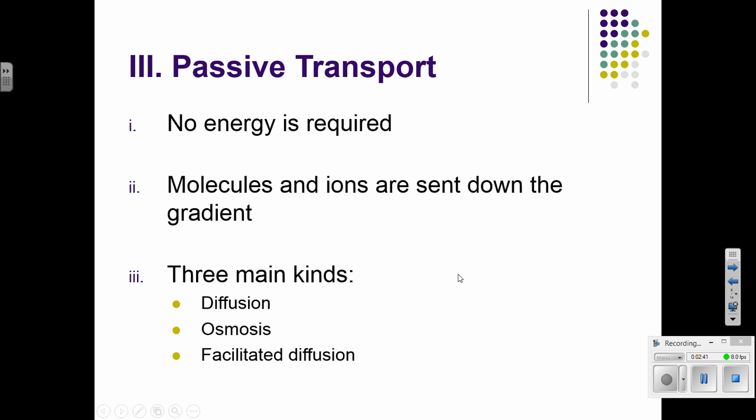So let's start with the passive transports. These are the ones where no energy is required, and molecules and ions are going down the gradient. And when we say down, we just mean falling from high to low. So it'd be like you falling. Okay, the initial push maybe takes a little energy, but the actual movement doesn't require much.